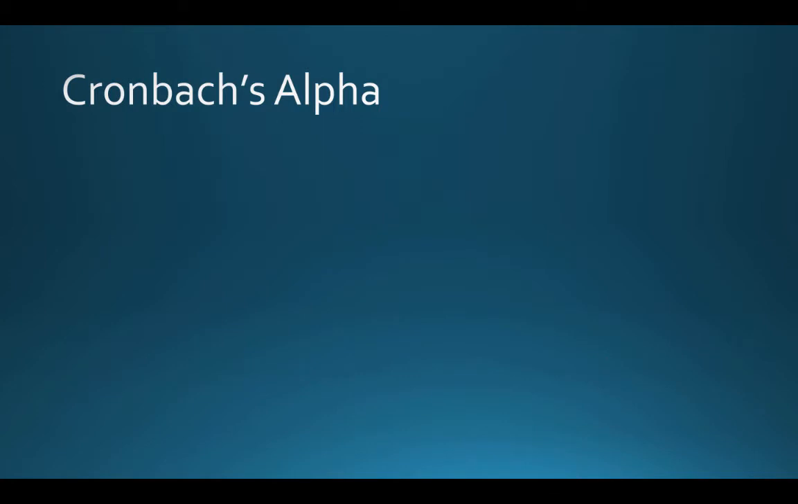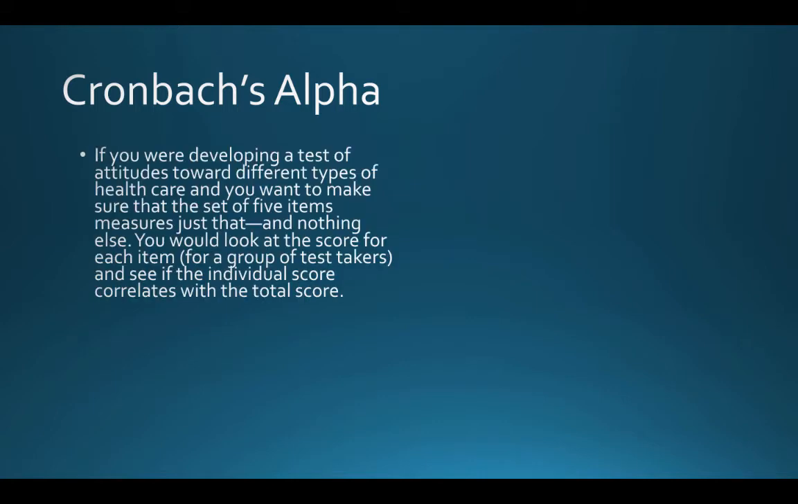Now, one of the things that we must do is learn how to use Cronbach's alpha. Now, you don't have to master it. You don't have to be Superman in learning how to do this, but you need to know where it is and how to use it and when to use it. So if we're developing a test of attitudes towards different types of healthcare, and you want to make sure that the set of 5 items measured just that and nothing else, you're going to look at the scores for each item and see if an individual score correlates with the total.